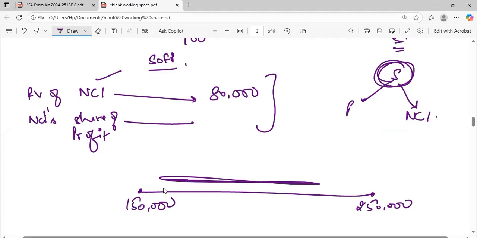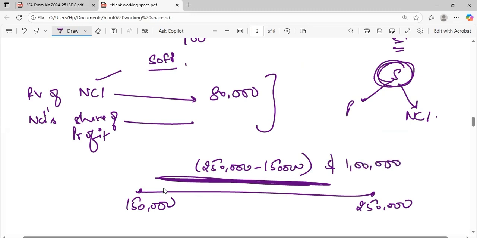So what would be the profit? Profit would be the movement, okay? The movement from 1,50,000 till 2,50,000. So what's the profit? 2,50,000 minus 1,50,000. So the difference is coming out to be 1 lakh, right? And NCI would have a share of 20% in this because parent owns 80%. So the remaining 20% is with NCI. Fine. So this will come out to be, let me calculate it, 1 lakh times 20%. So this is 20,000. Okay.